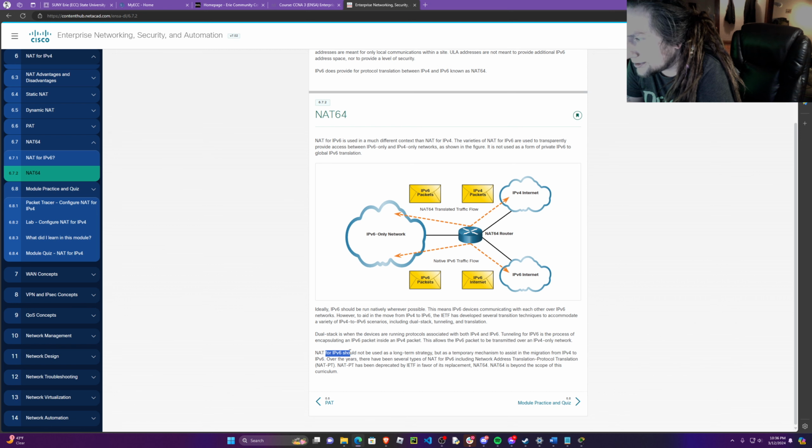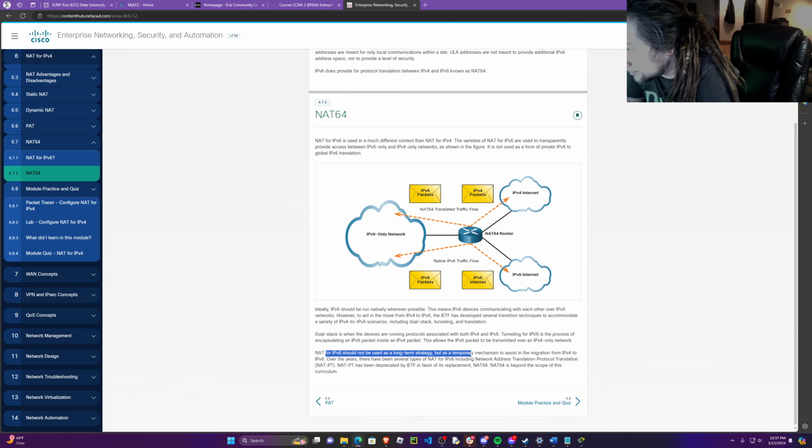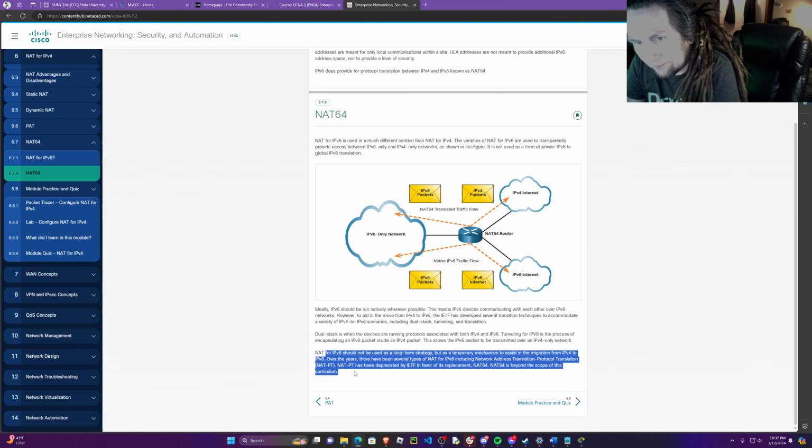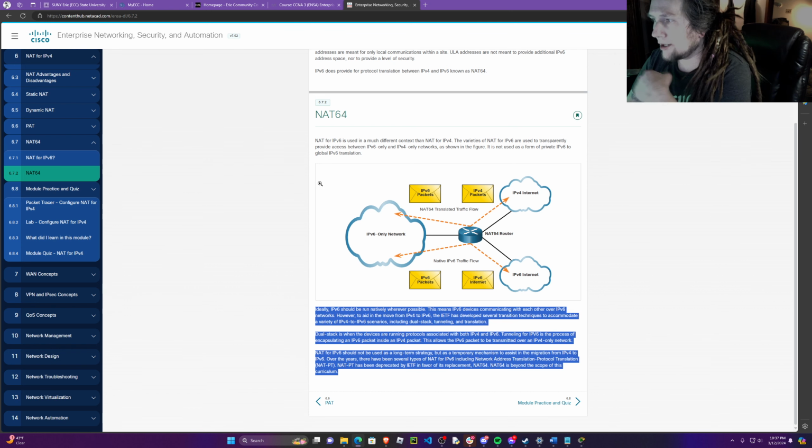NAT for IPv6 should not be used as a long-term strategy, but as a temporary mechanism to assist in the migration from IPv4 to IPv6. Over the years, there have been several types of NAT for IPv6, including Network Address Translation Protocol Translation, or NAT-PT, which has been deprecated by the IETF in favor of its replacement, NAT64. NAT64 is beyond the scope of this curriculum. So basically that's all we need to know about NAT64 when it comes to this chapter. There's not really much more to it.